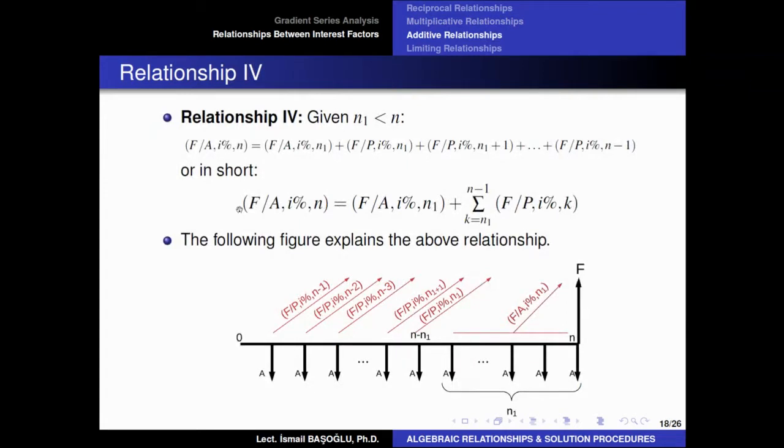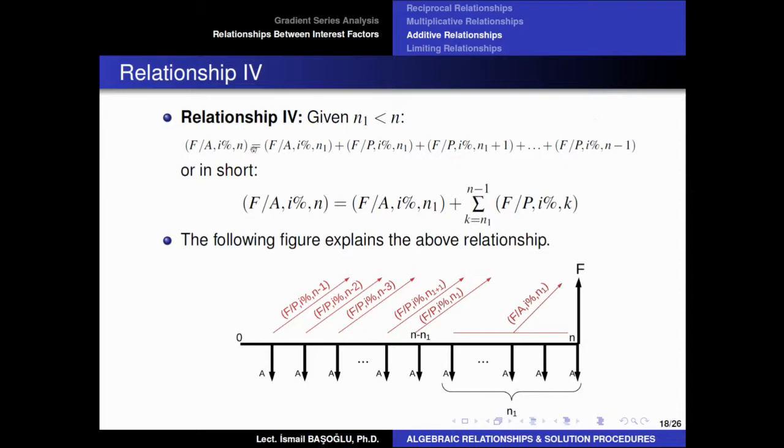Okay, so we are just going to continue with another relationship. This is just going to be relationship 4. In this relationship 4, we are going to say that the uniform series compound amount factor F over A under i% interest rate for n years can be calculated as the sum of F over A under i% interest rate for n1 years plus F over P, which is the single payment compound amount factor, for i% interest rate for n1 years, plus the same compound amount factor for n1 plus 1 years, and so on and so forth until n minus 1 years.